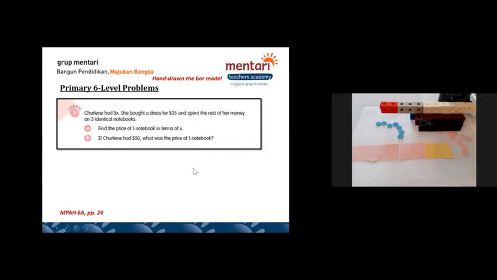And our moderator, as usual, Mbak Hesti, if you can kindly take a look at chat if somebody is writing up a solution or if somebody is raising hand, maybe we can ask. Okay, Miss. Sure.